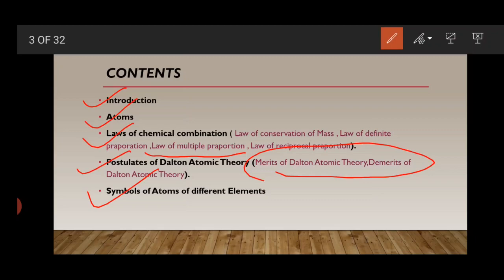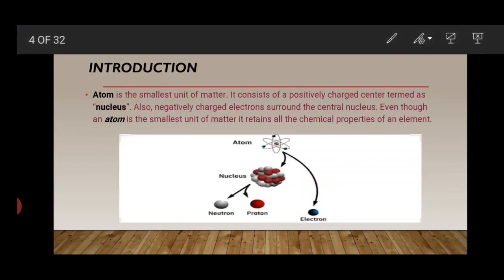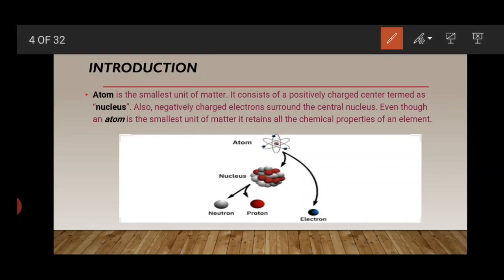Why will we discuss this? Because John Dalton was the first scientist who gave theoretical information about the atom. In that, we will discuss merits and demerits of Dalton atomic theory, and after that in this video we will also discuss how the symbolization process takes place and what are the symbols used to indicate any element. So let's just start with the introduction part.